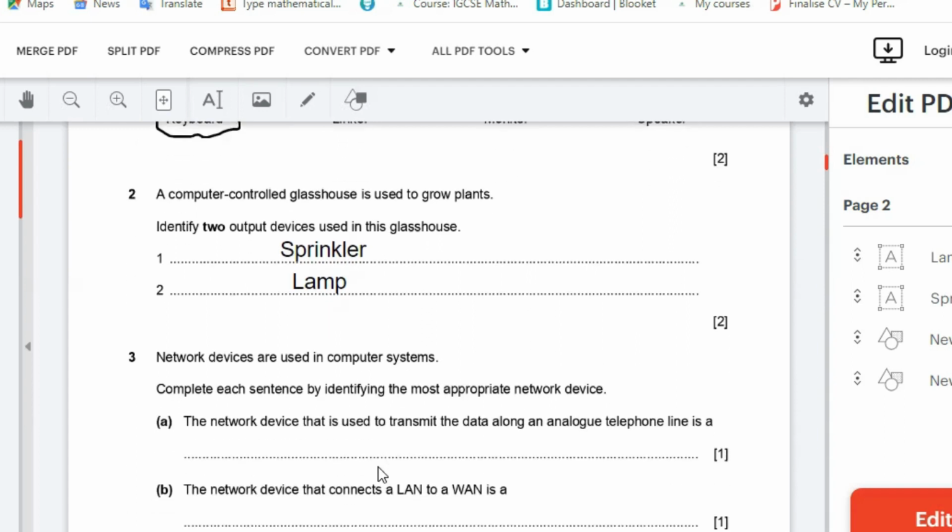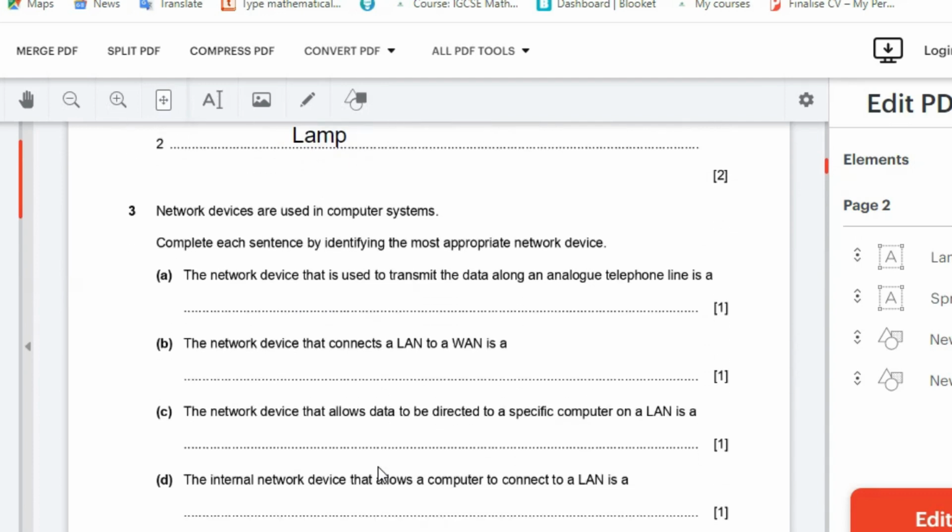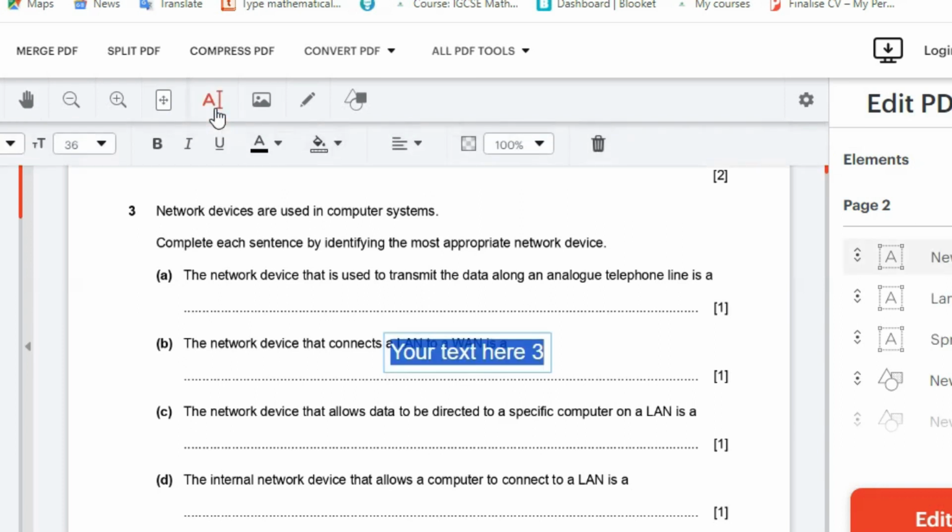All right, so let's go to question number 3. Question number 3 says, network devices are used in computer systems. Complete each sentence by identifying the most appropriate network device. A. The network device that is used to transmit the data along an analog telephone line is a dash. What is the network device that is used to transmit the data along an analog telephone? Yes, that's correct. It is called a modem.